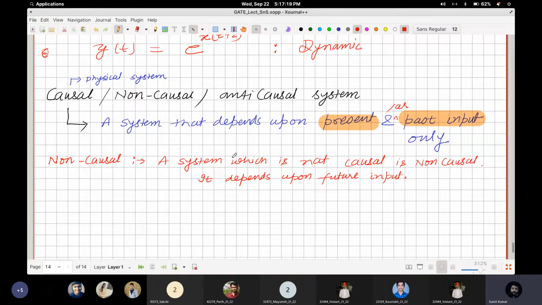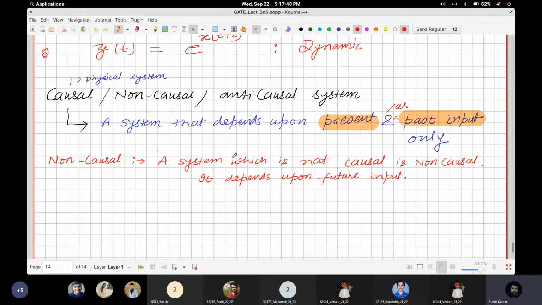Future is available only in temporal signals where you have present and past input. When you have physical systems which are a function of space, then you will see that future data is available there. Or if you have some data that is already stored, then that system can be non-causal. But a physical system can't be anti-causal or non-causal.